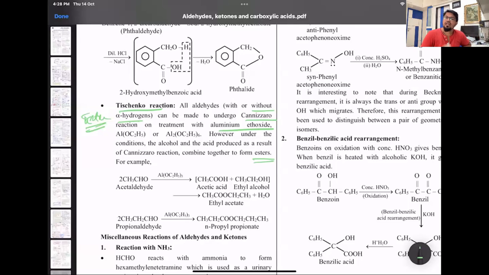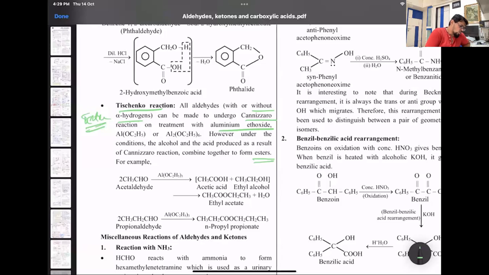Here it says, in the Tischenko reaction, all aldehydes with or without alpha hydrogen can be made to undergo Cannizzaro in the presence of aluminium ethoxide. One aldehyde gets oxidized to acid, which will form its sodium salt. One aldehyde will get reduced to its alcohol. What it says is the acid and alcohol formed, aldehyde oxidized to acid, aldehyde reduced to alcohol, combine to give you ester.